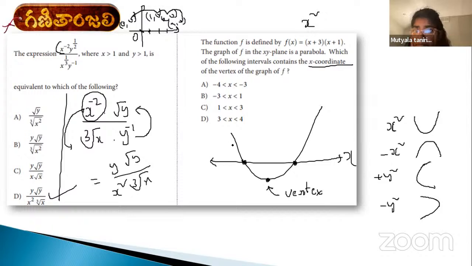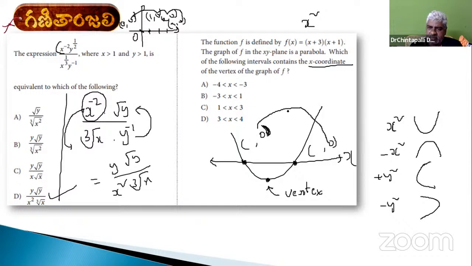That's why y coordinates of these 2 points are also 0. Something, 0 and something, 0, right? That means these are x values, and the y coordinates are 0. To obtain these points, all we need to do is put y equal to 0. By putting y equal to 0, we can calculate those 2 points. Plug in y equal to 0 in the given equation.